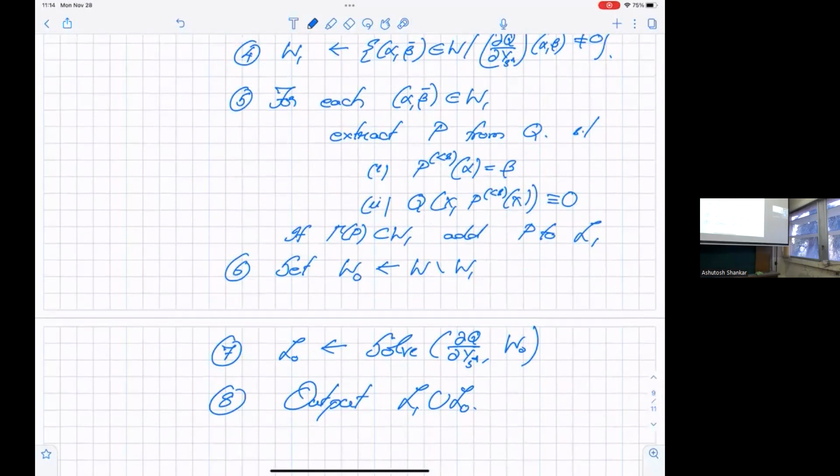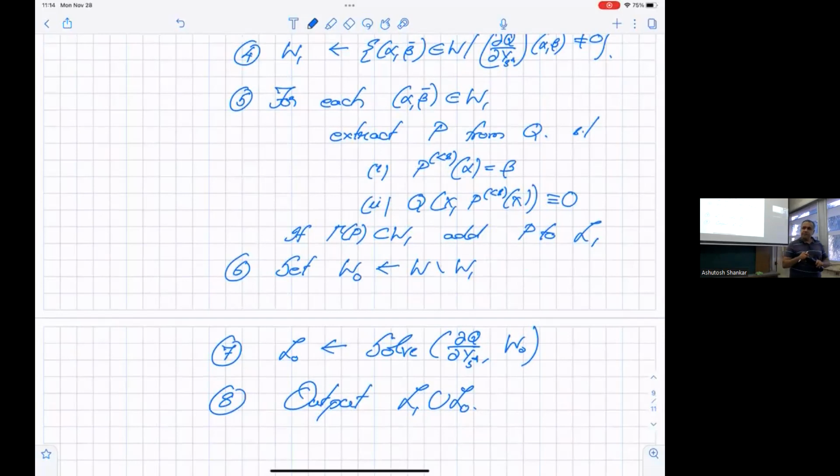You have to bound the size of the list. But let's see why it's the right thing to do. So given the set W, you built an explaining polynomial Q. Now you're basically saying, let's look at this Q, let's look at the largest variable that Q depends on, and find all the points where the derivative doesn't vanish.